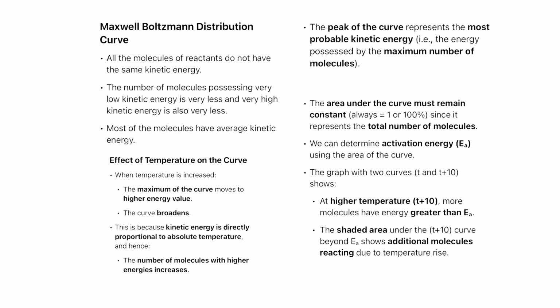Okay, right? Now, the peak of the curve is known as what? Most probable kinetic energy. That you keep in mind. Now, the area under the curve must remain constant, because it represents the number of molecules, which will never change. Now by using the curve, we can find the activation energy. And also you have to keep in mind what? When you increase the temperature from T to T plus 10, the area under the curve almost doubles. So these are the things you have to keep in mind when you deal with the Maxwell-Boltzmann distribution curve. Also the graph, the definition of most probable kinetic energy, all things you have to go through.